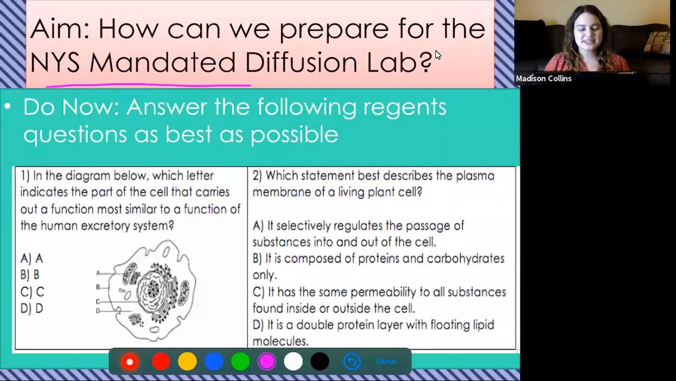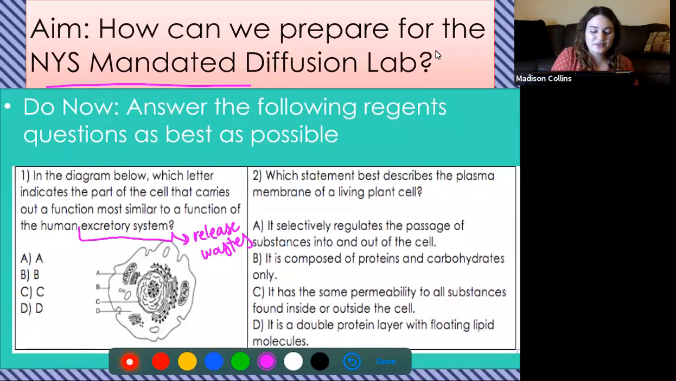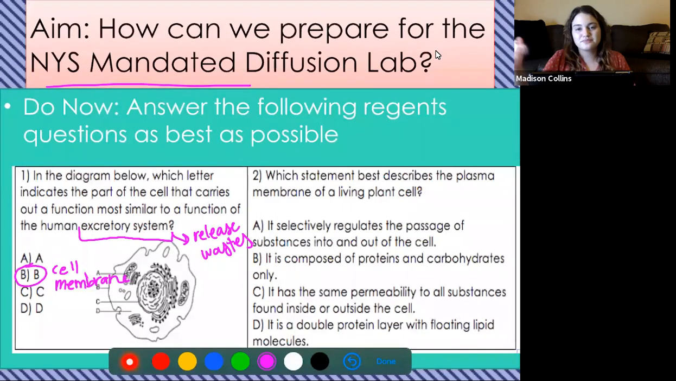Question number 1 says, in the diagram below, which letter indicates the part of the cell that carries out a function most similar to a function of the human excretory system? So the excretory system's job is to release wastes. And there is a part found inside this cell that does something pretty similar to that. And hopefully you got that was B, the cell membrane. The cell membrane, as we know, is the door of the cell. It's what lets materials in or out. Because of that, it's what releases those wastes when it's letting those molecules out of the cell.